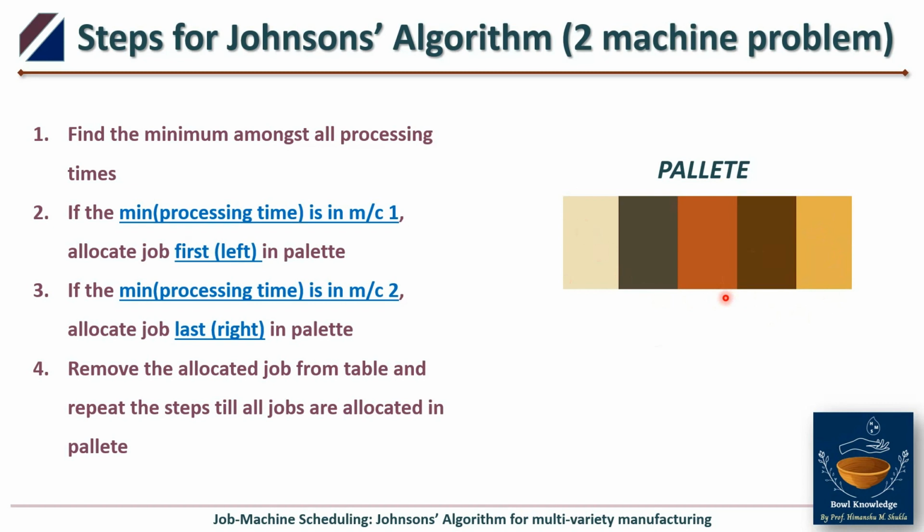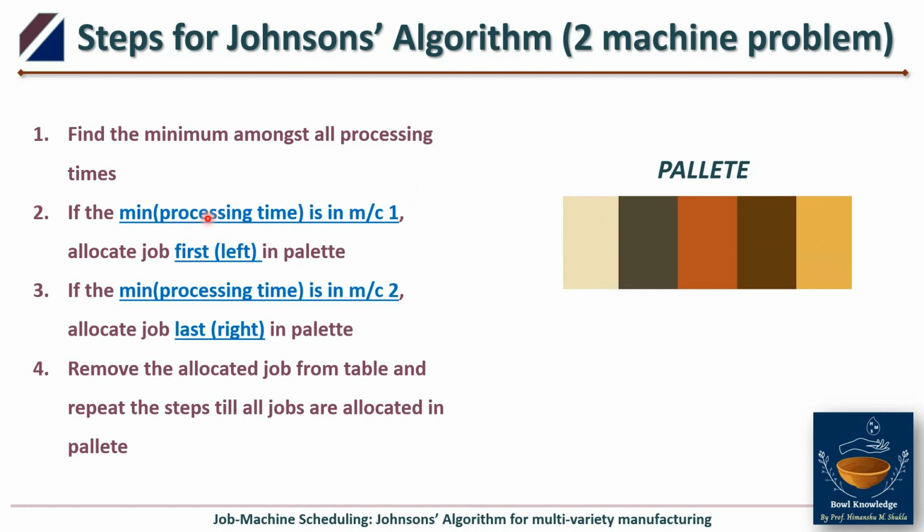First of all, we will see how many jobs there are. Let's say 5 jobs, and how many machines. As we know, this is a 2 machine problem, so 5 jobs are to be performed on 2 machines, M1 and M2. First we will see the processing times. We will tabulate the processing time of all the jobs for both machines, and there are 2 criteria. If the minimum processing time is in machine 1, then allocate the job first in the pallet. This is a pallet.